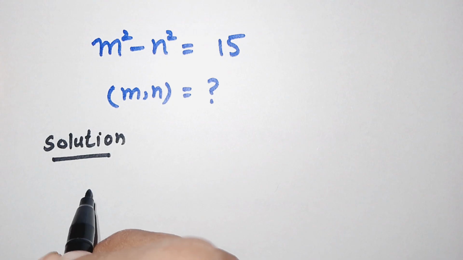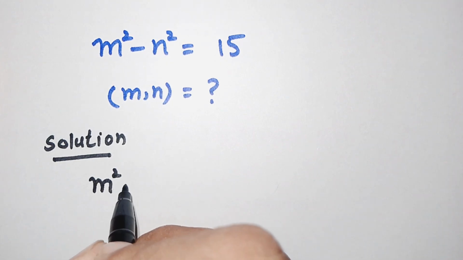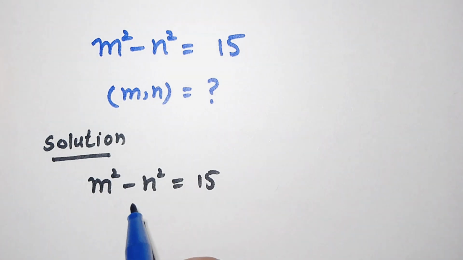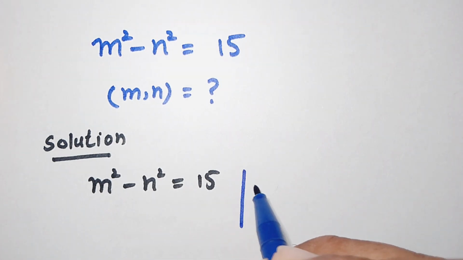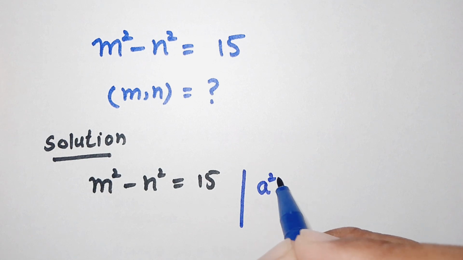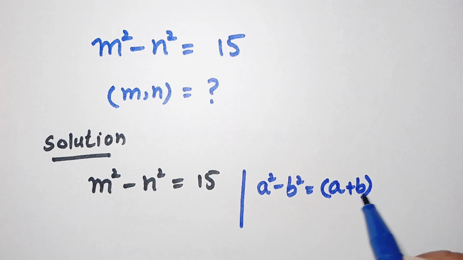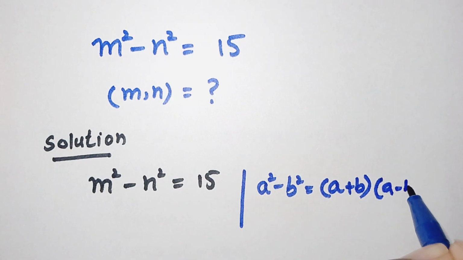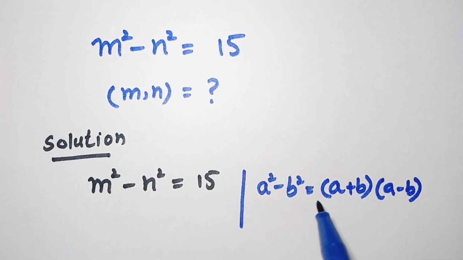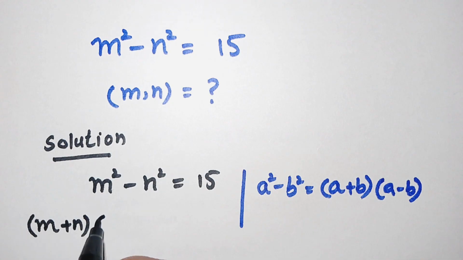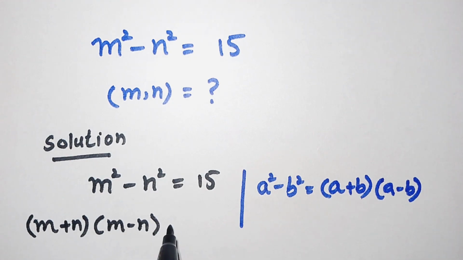The question is m square minus n square is equal to 15. To solve this, we have to use this identity, that is a square minus b square is equal to a plus b times a minus b. So here we use this identity, and this will become m plus n times m minus n, which is equal to 15.